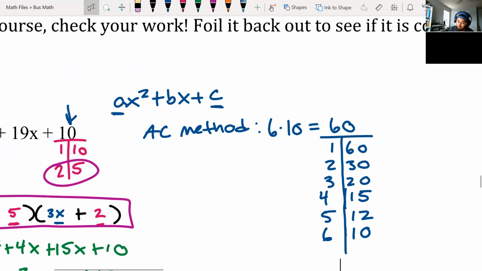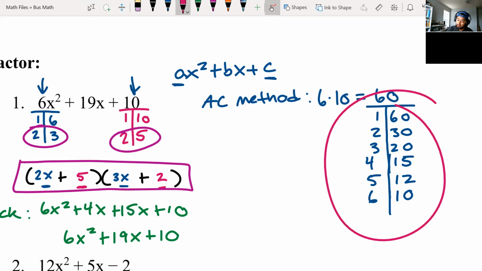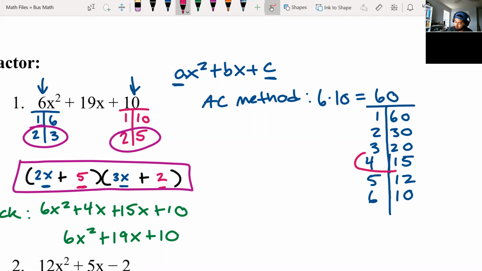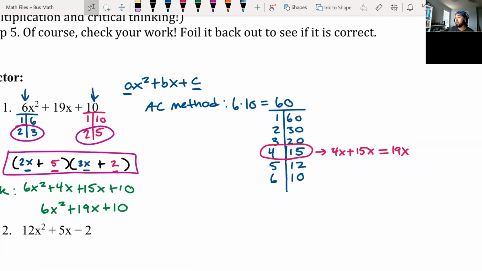Okay. And now with this AC method, we ask ourselves, out of this huge list of factors, which of these factors can add up to 19? Can add or subtract to 19? And what are those going to be? 15 and 4. Oh, 15 and 4 can make 19, right? So if I wrote that out, you would have 4x plus 15x would give you 19x. Okay, so this is what we're going to do for the AC method now. We found the factors that could make 19.